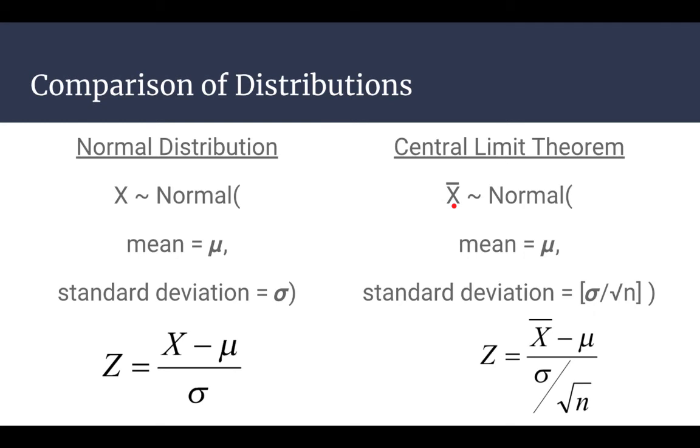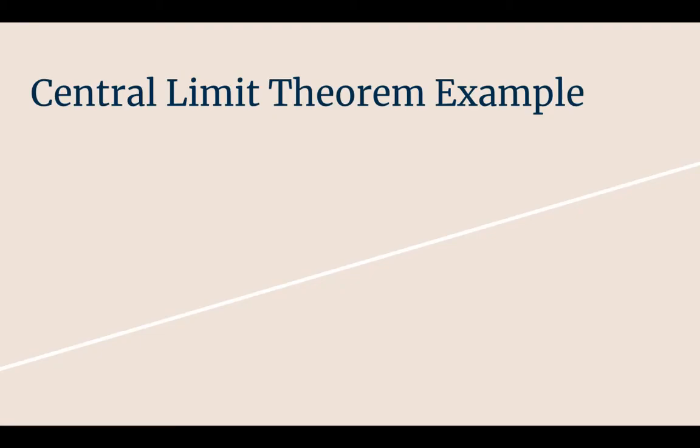If I were to compute z-scores for either of these distributions, this is what my z-scores would look like. You have your value of interest, you subtract the mean, and you divide it by the standard deviation for the distribution. So using that knowledge, we can now go through an example.